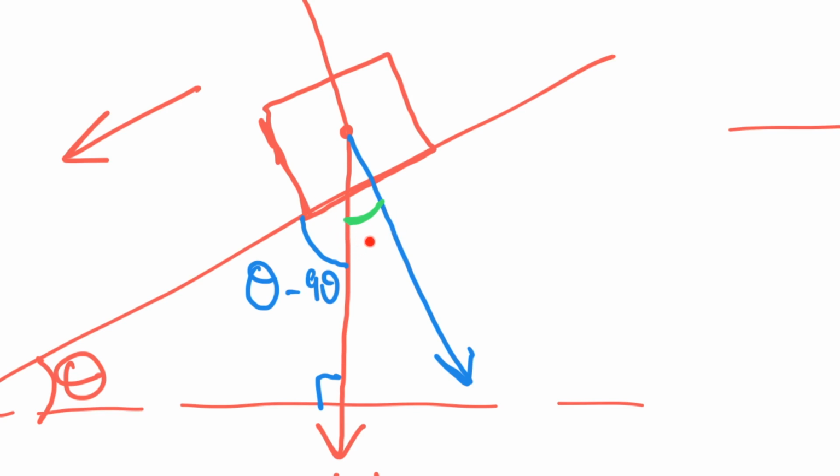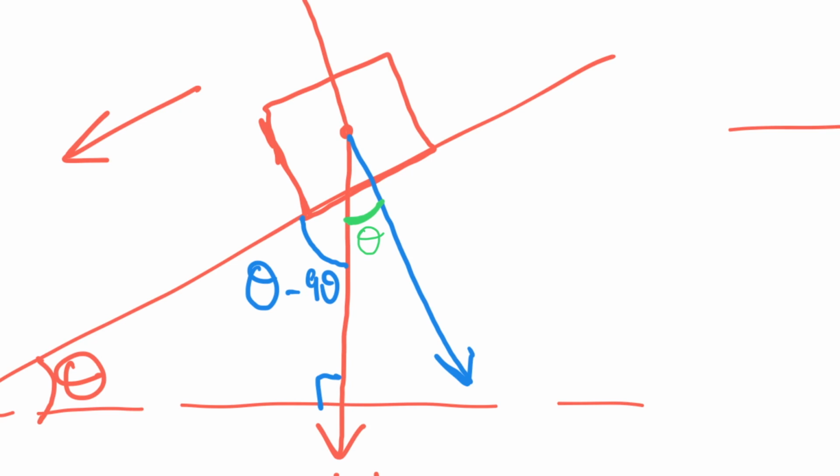So what is 90 minus theta minus 90? It'll be minus theta. Ignore the negative sign. We don't care about the negative sign. The angle is theta. The magnitude is what matters right now, not the sign. So the angle is theta.